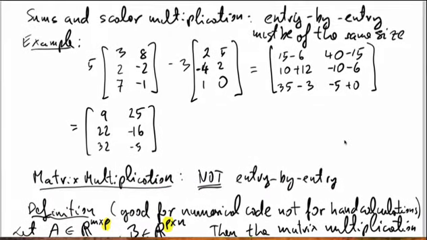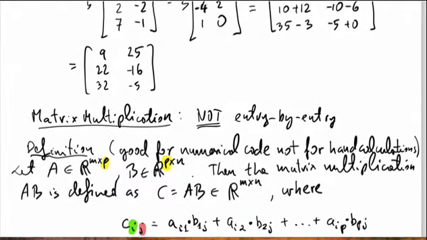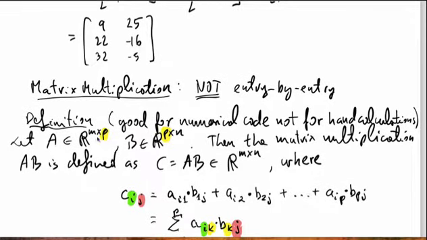The new topic really today is matrix multiplication, and the very first thing to memorize immediately is that matrix multiplication is not entry by entry. It's a more complicated operation. And the definition is excellent for writing numerical code, but it's not so good for calculations made on paper by hand. But anyway, we have to write down the definition and we have to understand how it works.